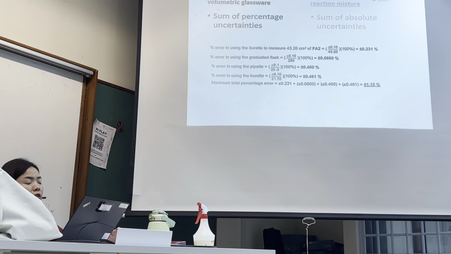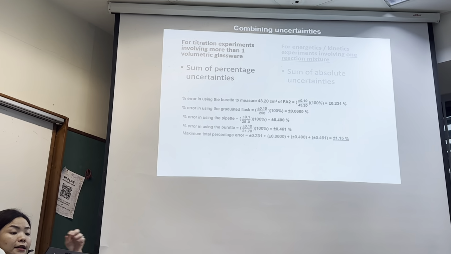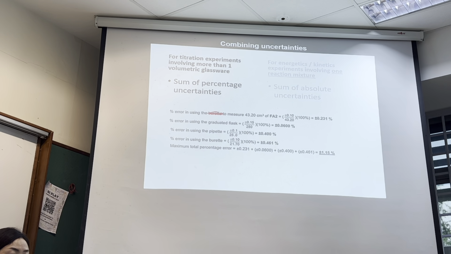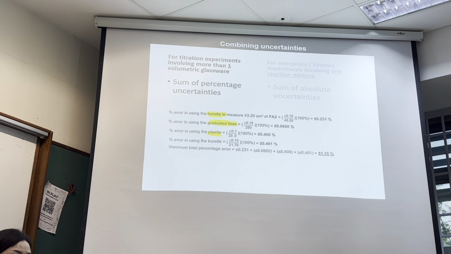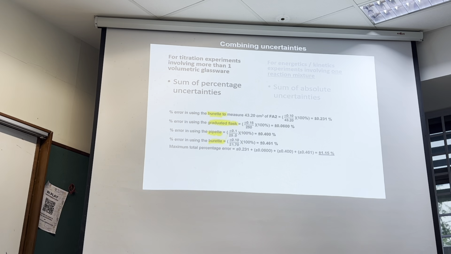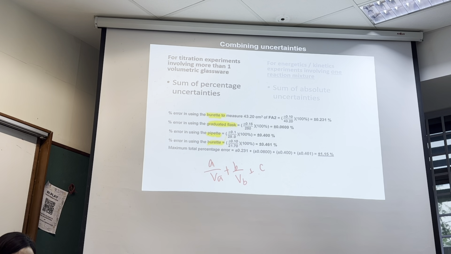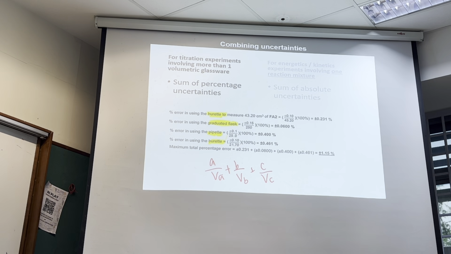Let me give you the first example of percentage uncertainties. You will see your pipette and your burette, and all these are related to each other via a times and a divide in their amounts. So we will separate them out: A over VA plus B over VB plus C over VC. Find individual ones, and you sum the individual ones together.